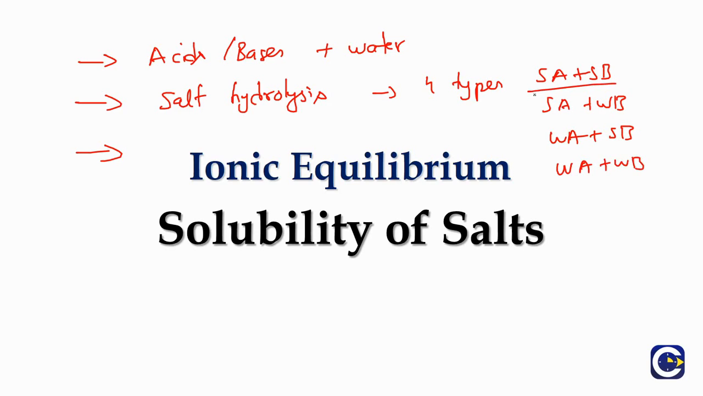Other than this, the remaining 3 will undergo what we call hydrolysis, the phenomenon where the ion coming from the weaker part of either the acid or the base will undergo reaction with the water. That is what we studied in the hydrolysis part. And the third context of equilibrium in case of ions is the solubility of the salts. So we'll see what is the solubility of the salts and how do we talk about the equilibrium here.